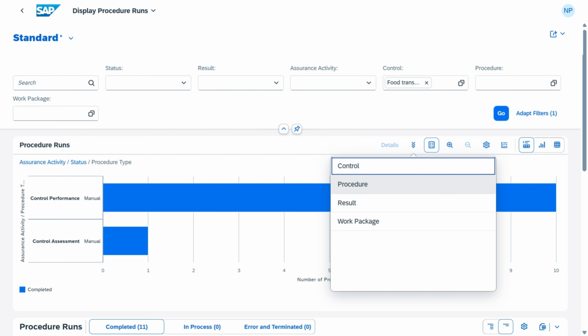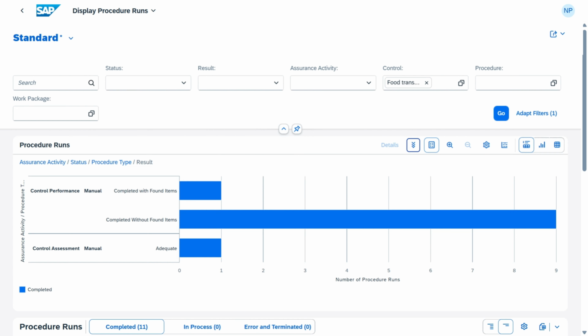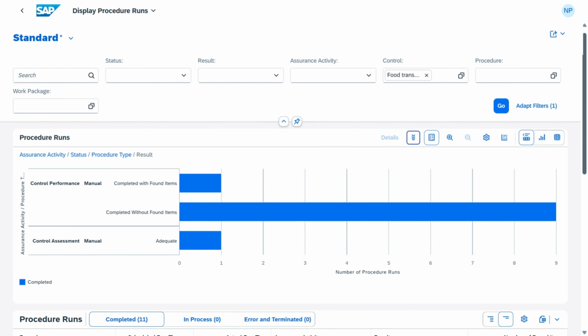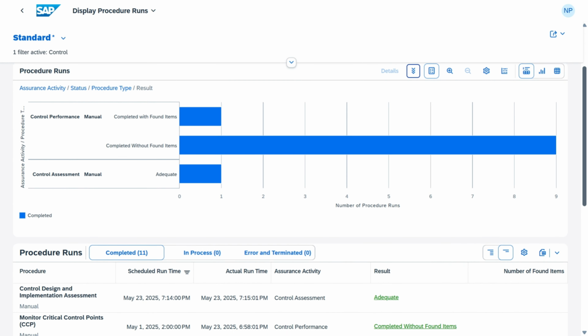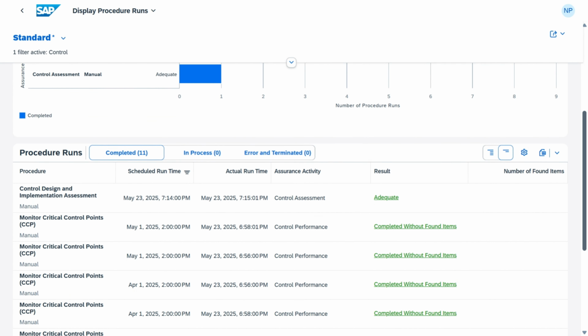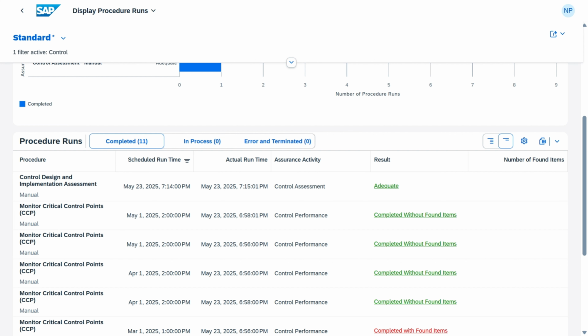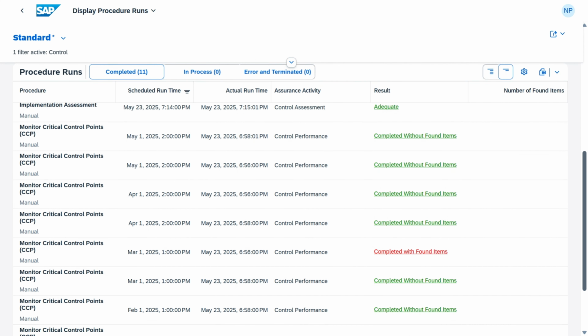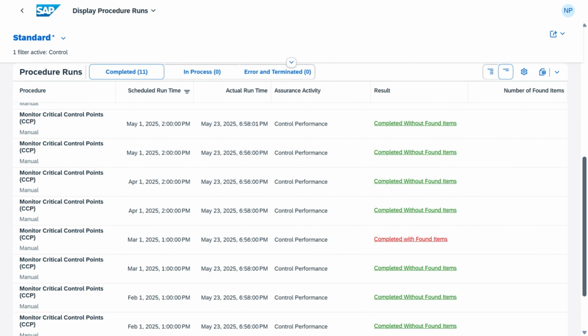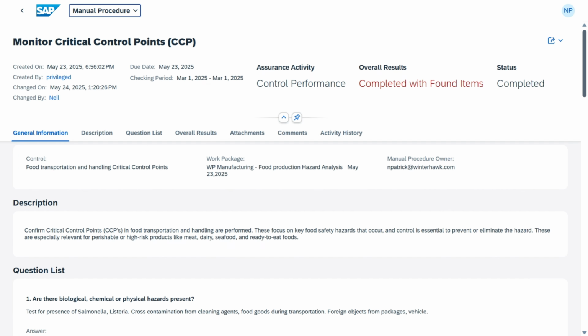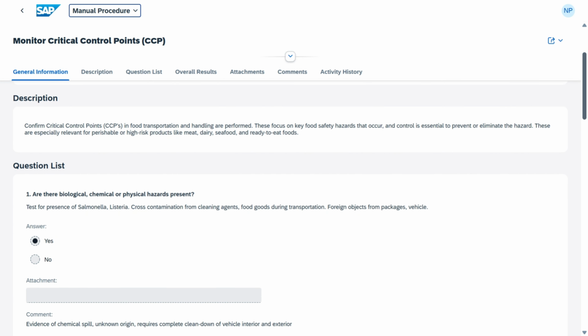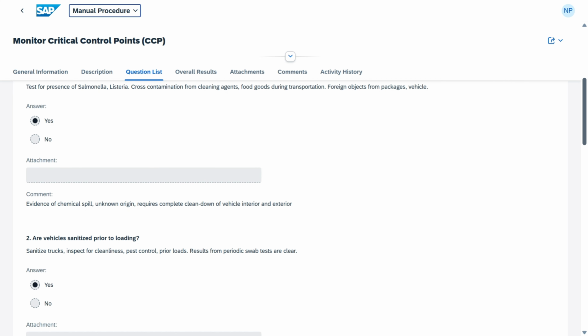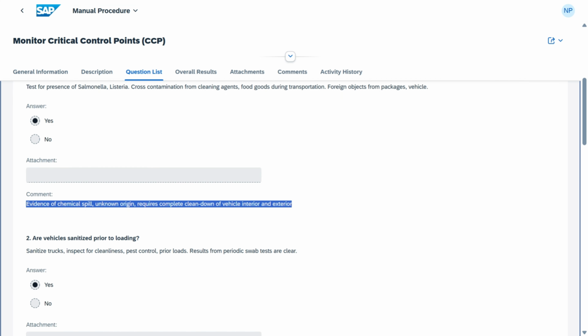Clicking on the Display Procedure Runs button opens up the results data. We can easily filter on procedure results using the intuitive graphical tool. Scrolling down the results table takes us to the control test run where there were found items. Clicking on the hyperlink opens up the test result data. We can see from the first step test that some sort of chemical spill was observed of unknown origin, which could potentially make the food unsafe.